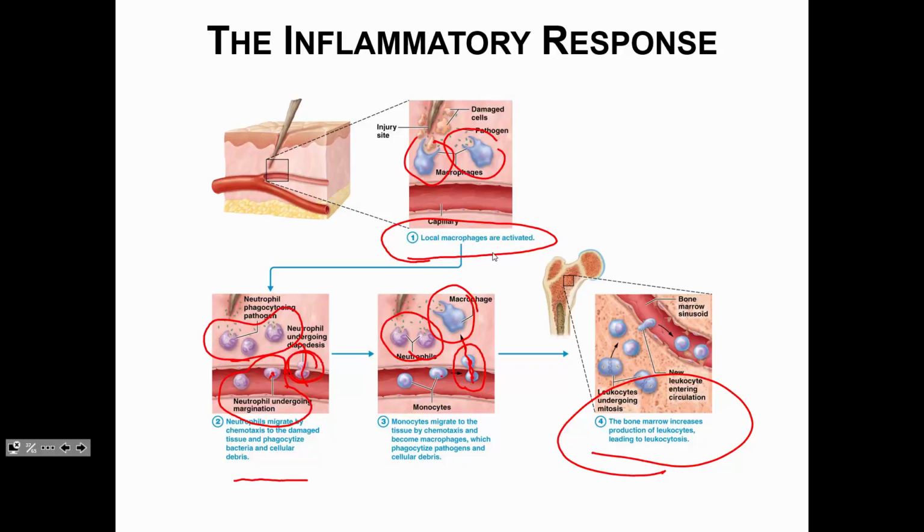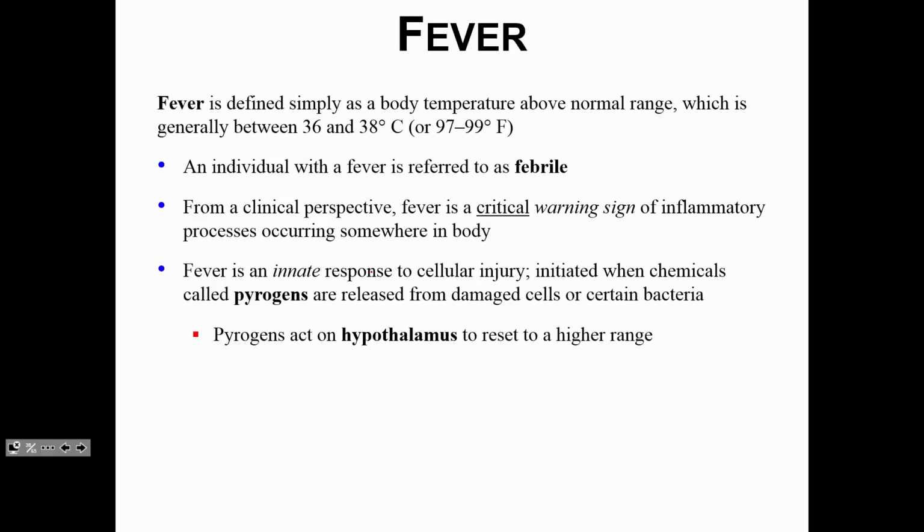Okay, in this video we are going to pick up with fever. So fever is body temperature above normal. Typically normal body temperature is between 97 and 99 Fahrenheit. Anybody that's got a fever is called febrile. This is a critical warning sign of inflammatory responses that are happening somewhere in the body.